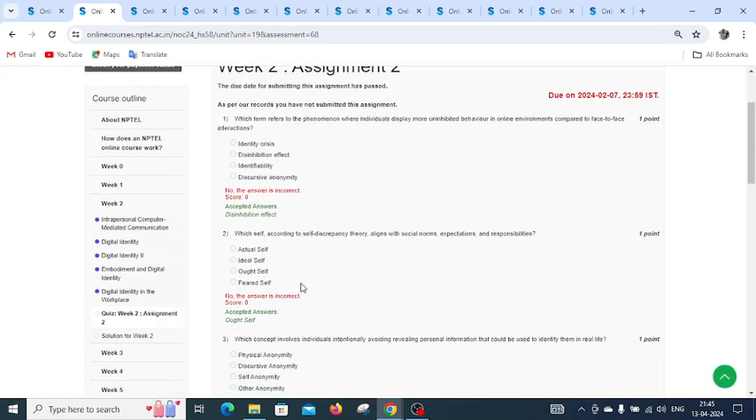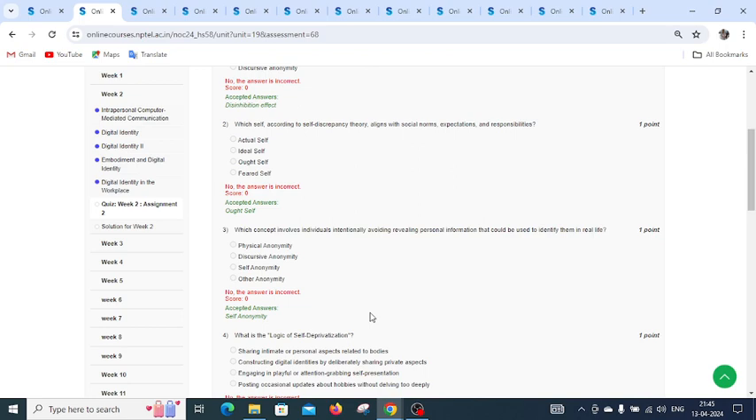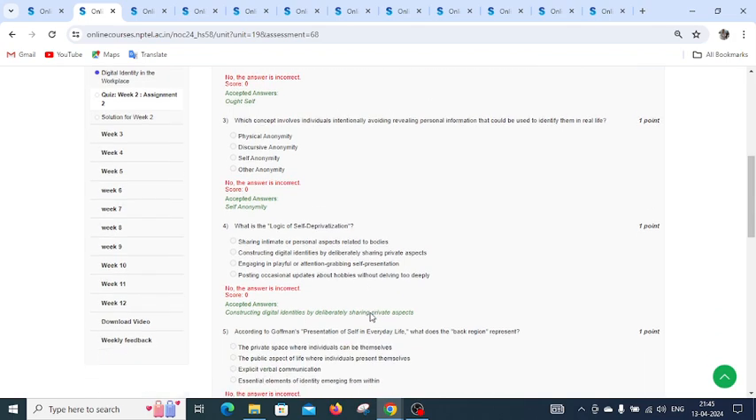And the right answer is ought self. Which concept involves individuals intentionally avoiding revealing personal information that could be used to identify them in real life? And the right answer is self anonymity. What is the logic of self deprivatization? And the right answer is constructing digital identities by deliberately shaping private aspects.